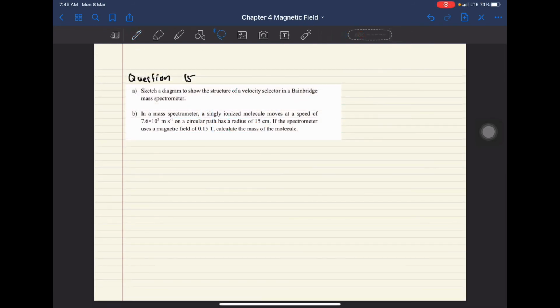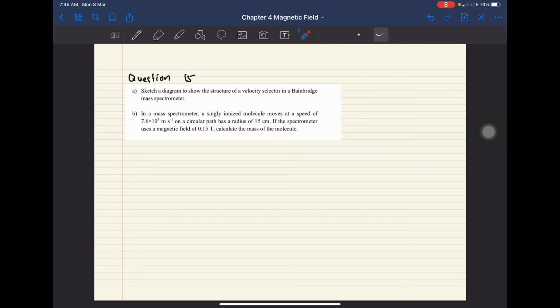For question 15, you have question A and question B, but I think question A you can do it yourself. That one you can refer to your notes on internet. For question B, in a mass spectrometer, a singly ionized molecule moves at a speed of 7 on a circular path has a radius of 15 cm. So you will expect mass spectrometer something like that, right? So you have molecules that's moving in that direction. If the spectrometer uses magnetic field of 0.15 Tesla, calculate the mass of the molecule.